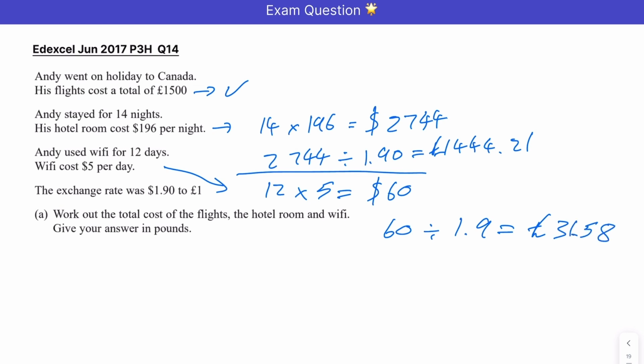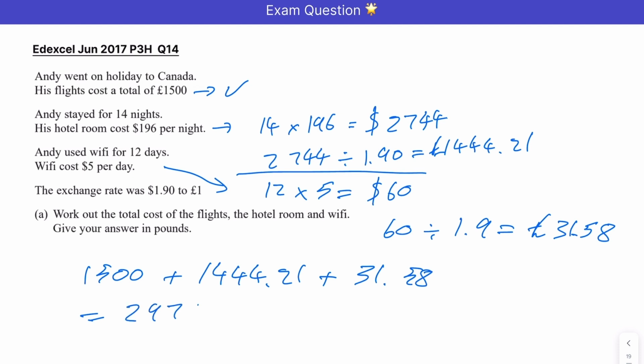And then if I just add that all together, so that will be 1,500 plus 1444.21 plus £31.58. So if I just quickly type that in, 1,500 plus 1444.21 plus 31.58, that gives me 2975.79 in pounds as my final answer.